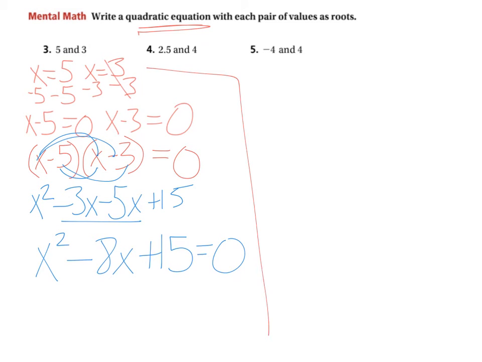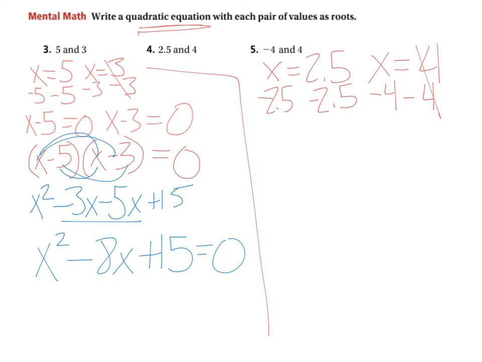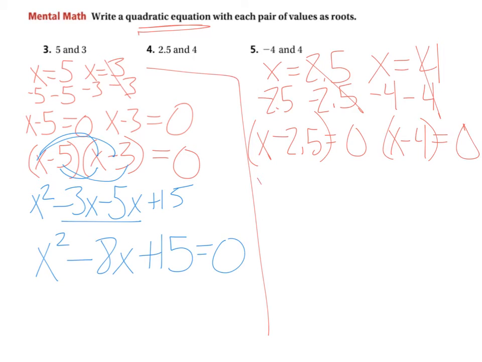Okay, for the next one, for number 4, this one has a decimal in it. So for this one, I've got x is equal to 2.5 and x is equal to 4. So again, working backwards, subtracting my 2.5 from both sides. And for the second one, I'm subtracting 4 from both sides. So my first one is x minus 2.5 equals 0. My second one, x minus 4 is equal to 0. And I'm taking these two and multiplying the factors. So x minus 2.5 times x minus 4.